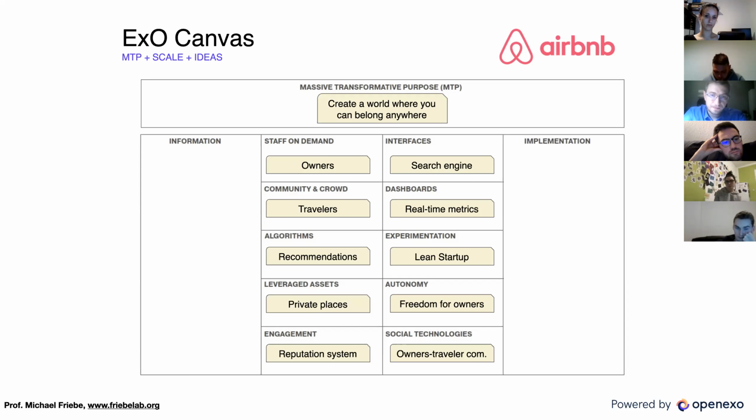So this is based on this OpenExo assessment. I think the most exponential company at the moment is in trouble because of Corona, because they can't rent anything. So at the moment they actually have real problems, but I think it will go up again. But maybe this is a good example.